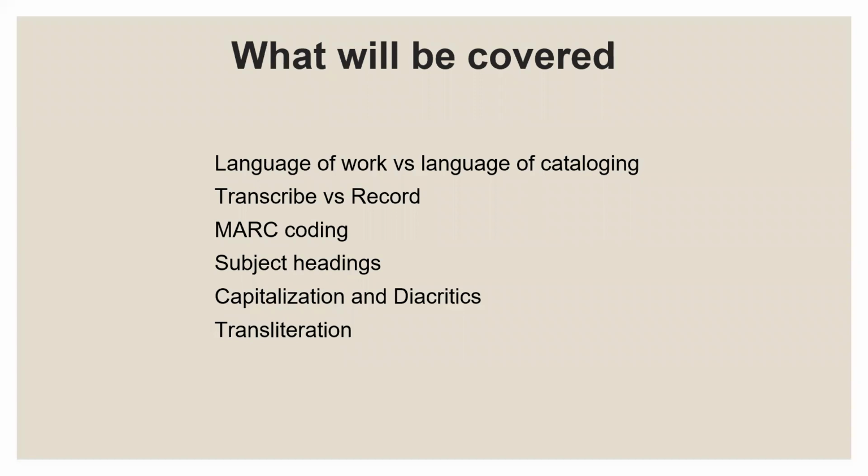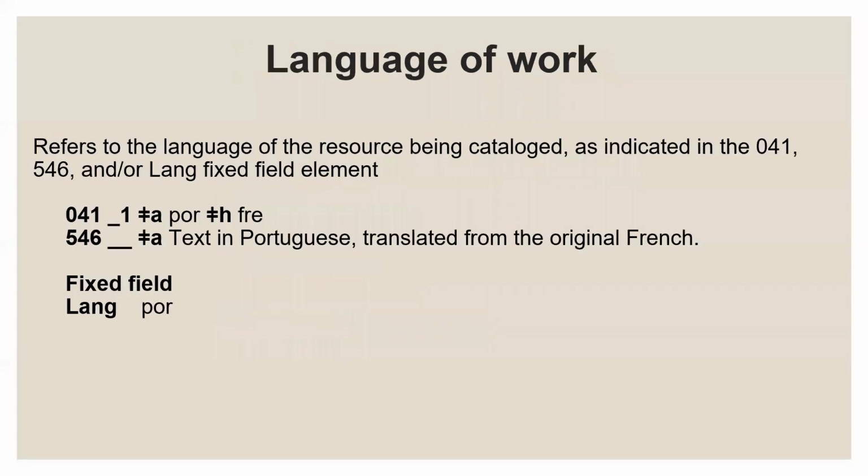Capitalization and diacritics are important, and in materials that do not use the Roman alphabet or Latin script, a transliteration is important. The fixed field, LANG, refers to the language that is being cataloged. MARC tags 041 and 546 state the language or the languages of the item being cataloged. MARC tag 041 is the languages in code form, while MARC tag 546 is a note about the languages for the item. More on the MARC coding will be covered later in this presentation.